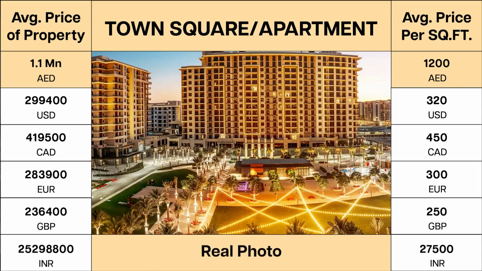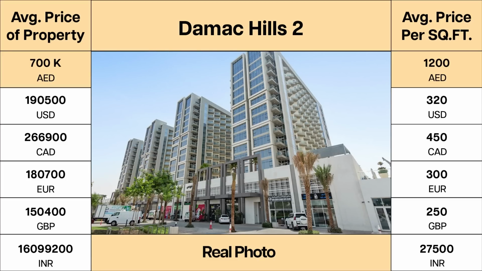For Town Square, the average price per square foot is at 1200 dirhams. And the same is the case for the Mag Hills 2, which is also an average of 1200 dirhams per square foot. We will come back to these communities. First, let's start with the communities with the higher price per square foot for the townhouses and villas.